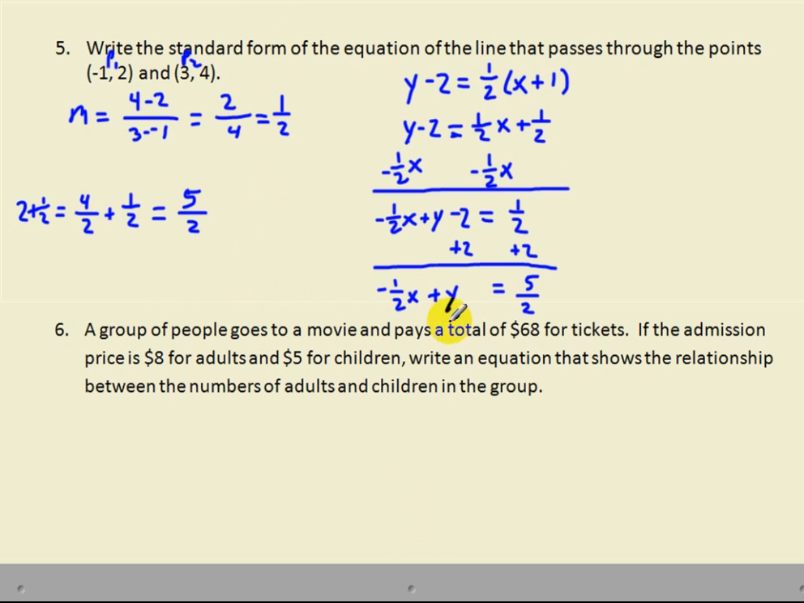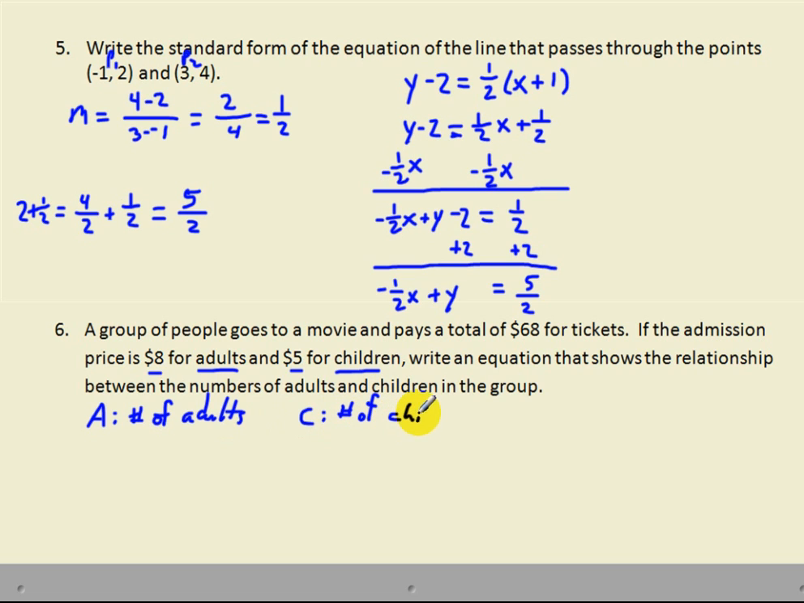A group of people goes to a movie and pays a total of $68 for tickets. If the admission price is $8 for adults and $5 for children, write an equation that shows the relationship between the numbers of adults and children in the group. So what we can do here is use A to represent the number of adults in this group, and then C will represent the number of children in the group.